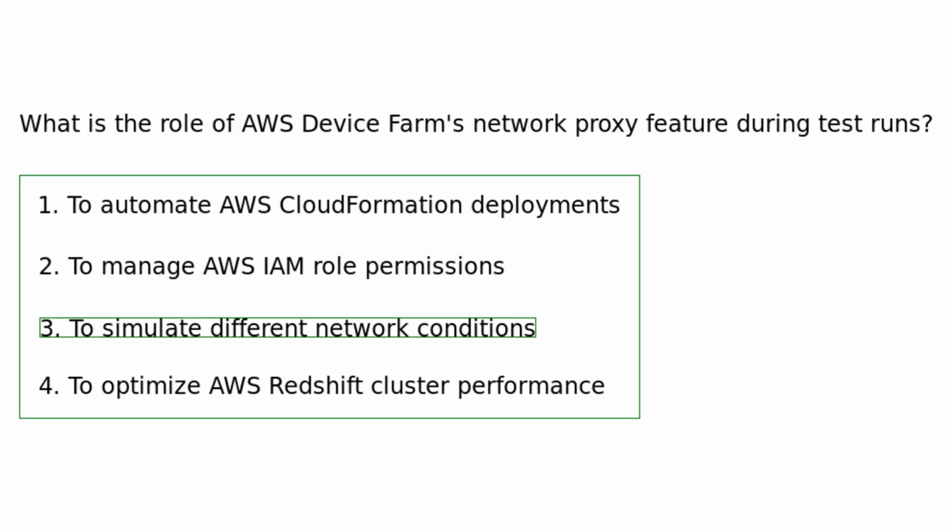AWS Device Farm's network proxy feature simulates different network conditions during test runs, allowing developers to test app behavior under various network scenarios and conditions.